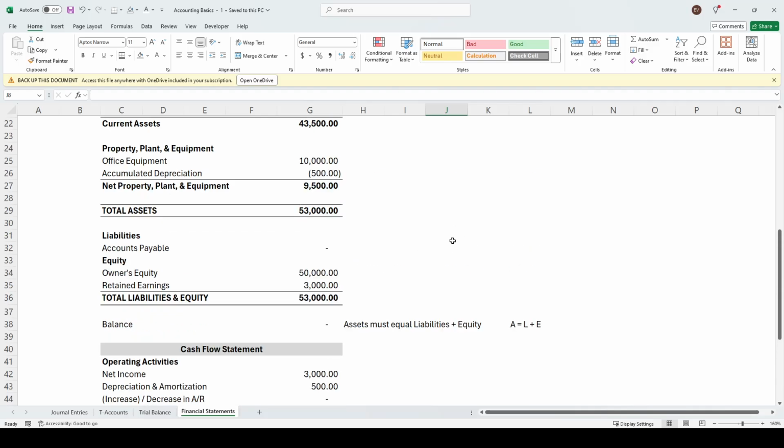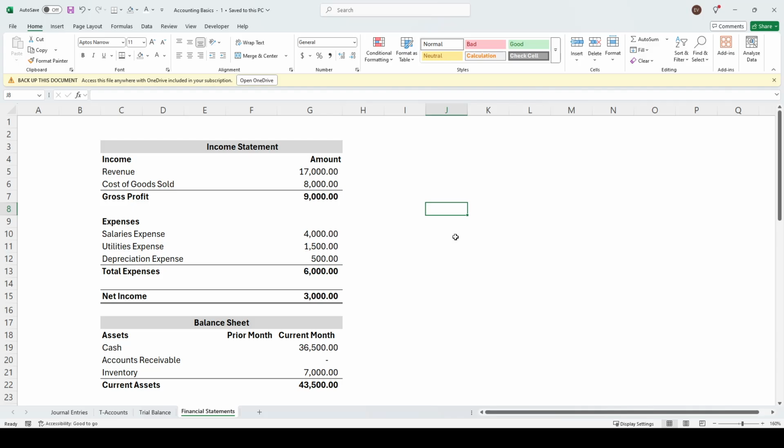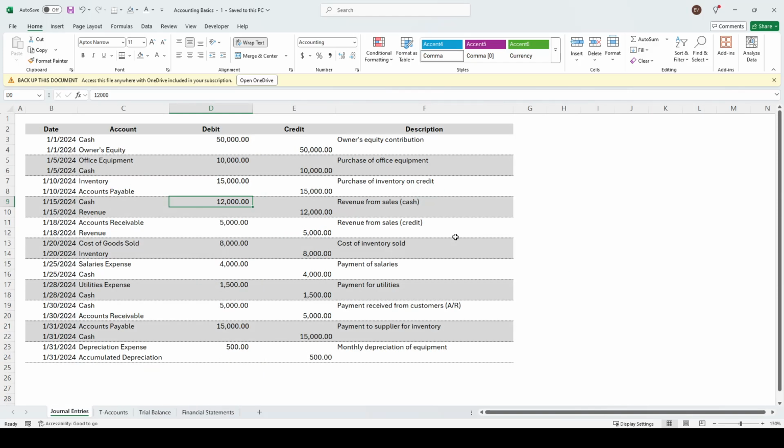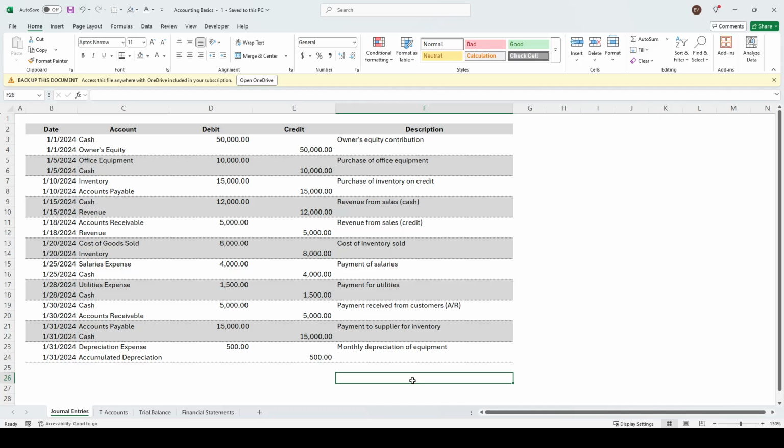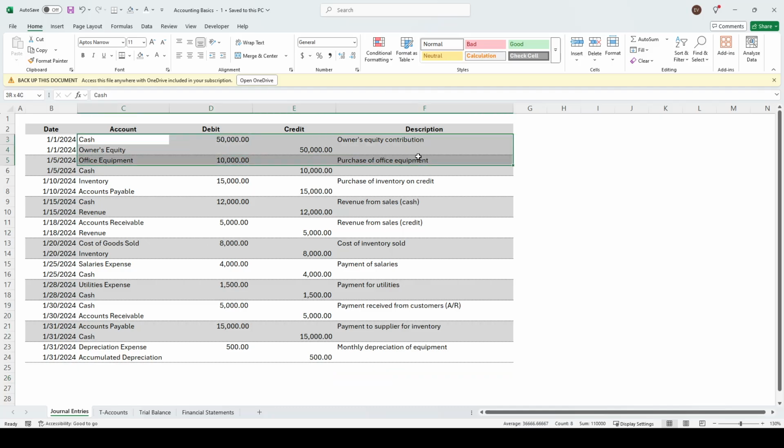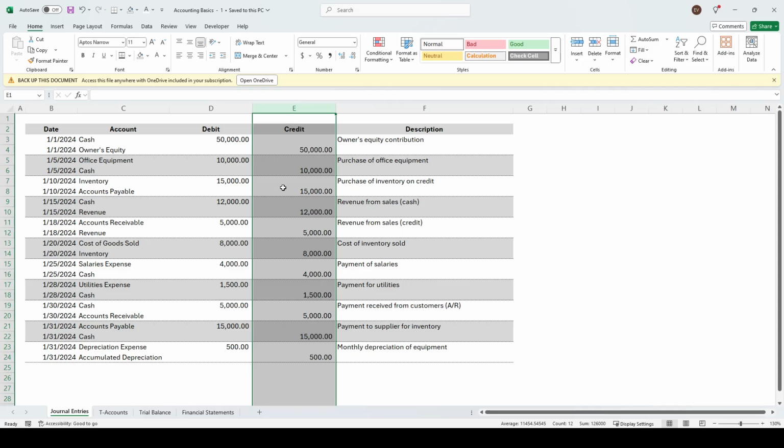So in order for us to create the three financial statements, we will need to start off by creating our journal entries. Journal entries are essentially the building blocks to creating our financial statements. Essentially, they are a record of the various transactions that take place within a given time period, and they record each transaction in the form of debits and credits so that we can create a balance sheet.